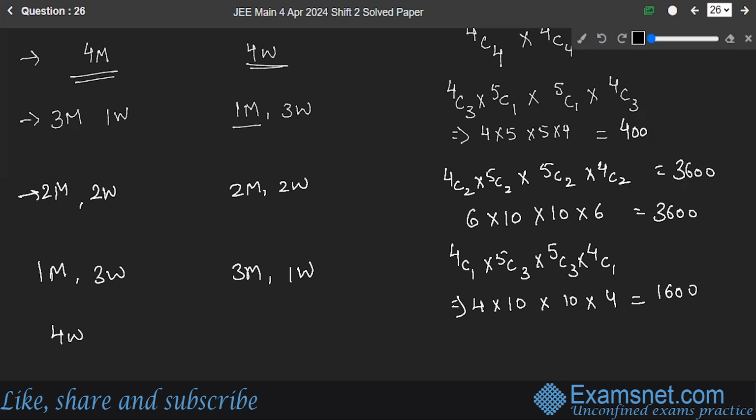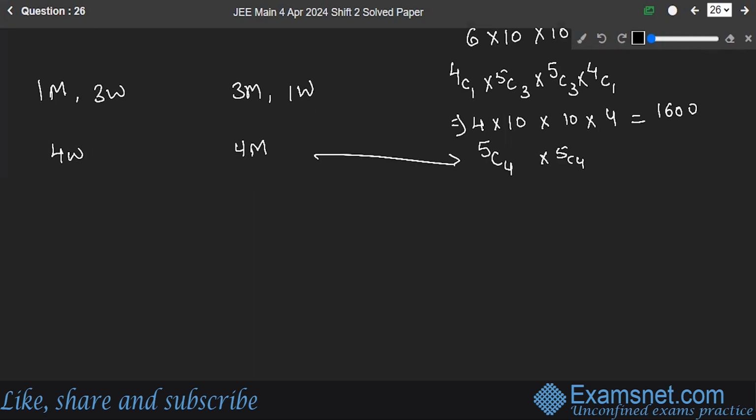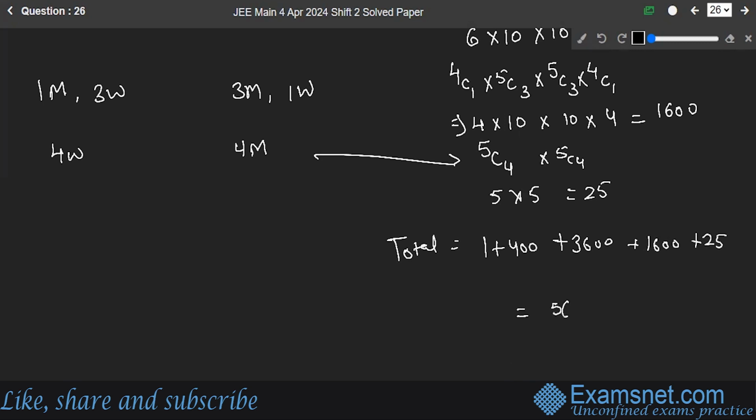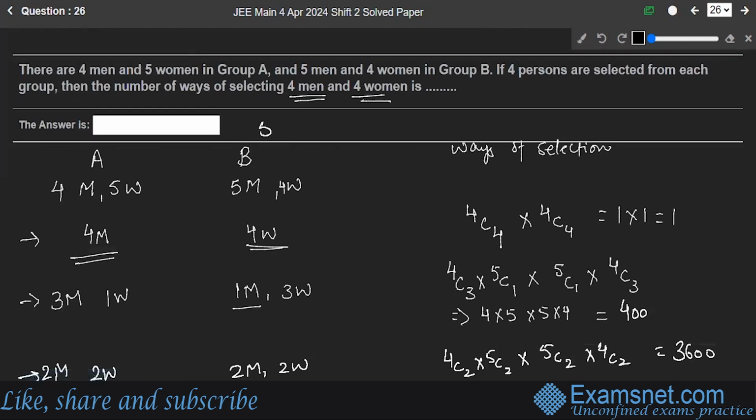Now the last one, 4 women from here and 4 men from here. This can be done in 5C4 ways into 5C4 ways. This is equal to 25 ways. So how many total ways are there? Let's add. This is 1 plus 400, 3600, 1600 and 25. This is 5, 6, 2, 6. This is the right answer to the question, 5626. Hope you got that. Let's move to the next question.